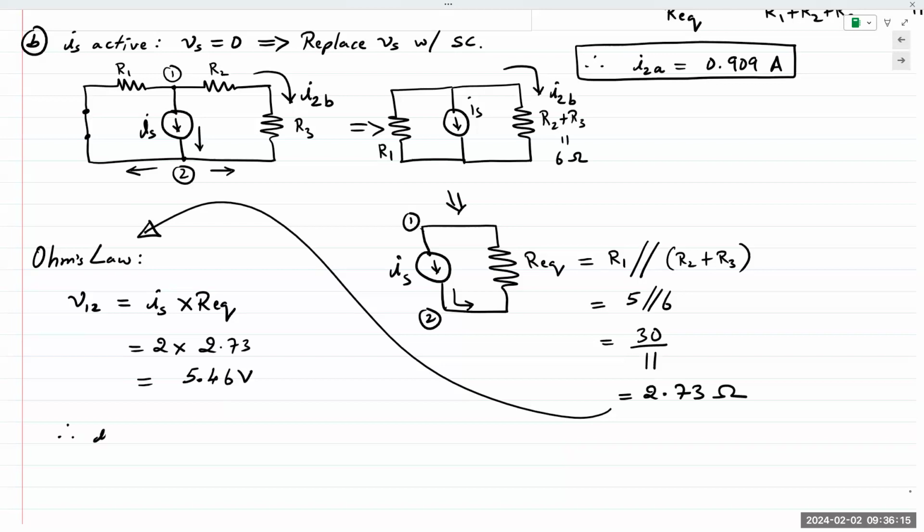And then I can write I2B is V12 over 6. Do this on your calculators. What do you get?